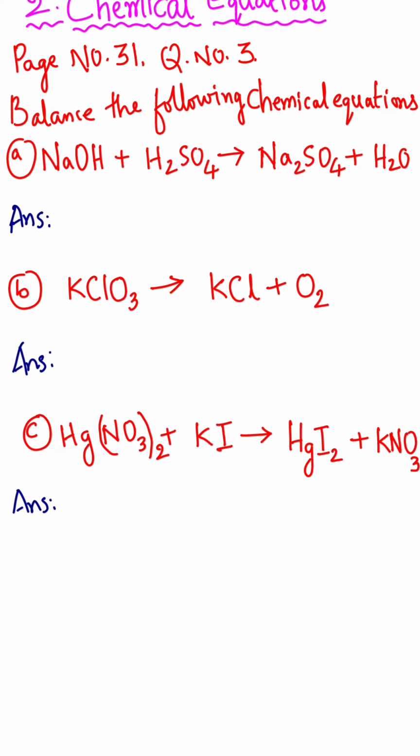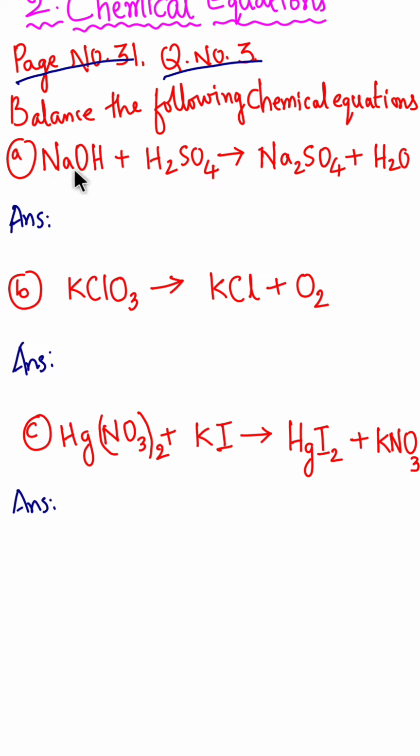Okay, dear students, now let us see some more equations to be balanced. Now I am taking page number 31, the third question in your textbook. Balance the following chemical equations. First A: NaOH plus H2SO4 gives rise to Na2SO4 plus H2O. Now let us balance this first.